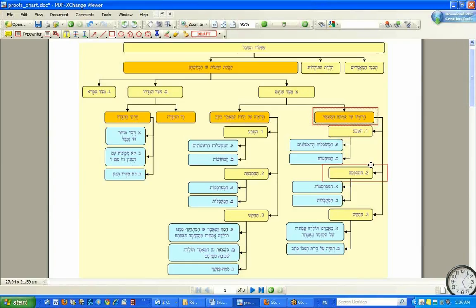The second type of proof is what he calls haskama, through agreement. And there he says there's 2 types again, haskama and Kabbalah. Haskama means most people agree that a certain thing is true. He said, like Gaiva is reprehensible. Or they have a Kabbalah. They have a handed-down tradition that something is true.